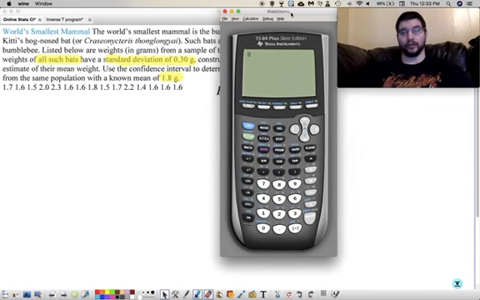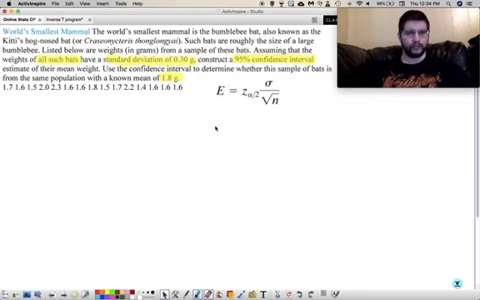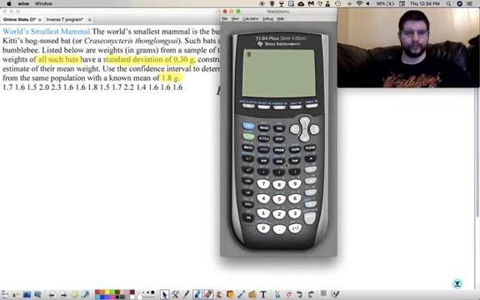If a question asks you what are the conditions, or whether or not you can do it, then you'll have to make sure it says normally distributed somewhere. Hint for the test. Well, quiz tomorrow. Anyway, back to the problem.